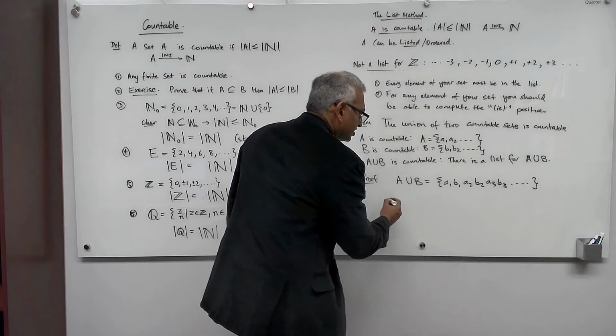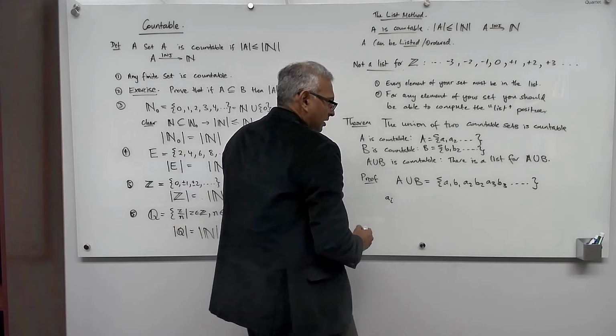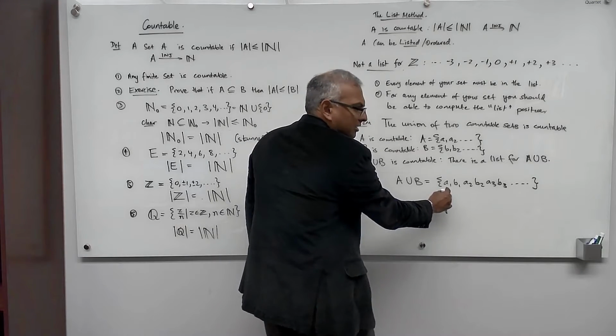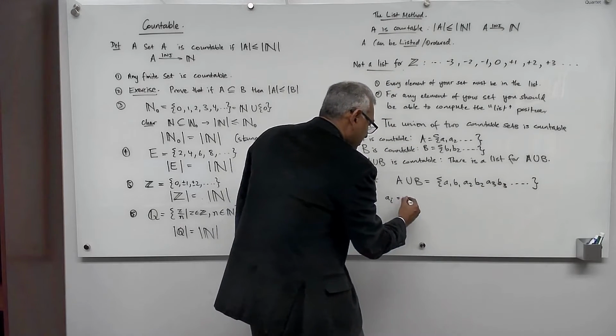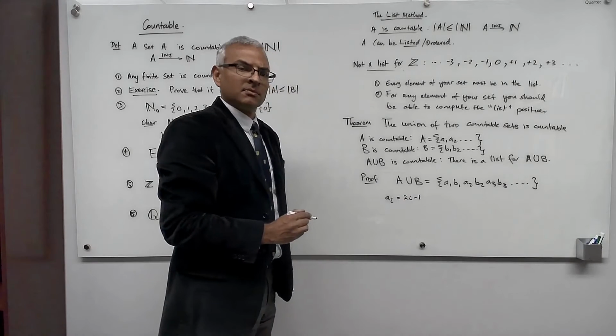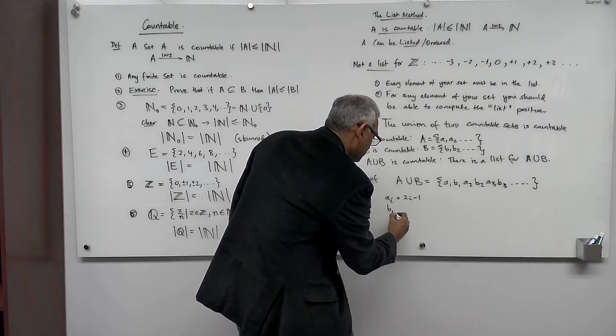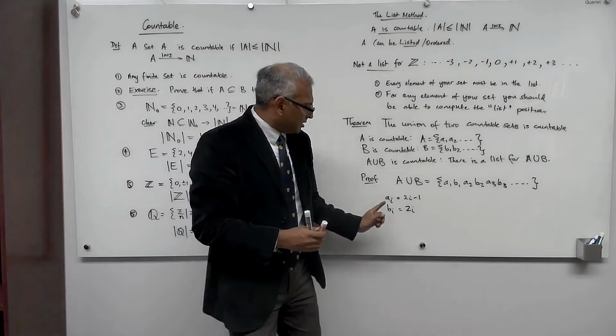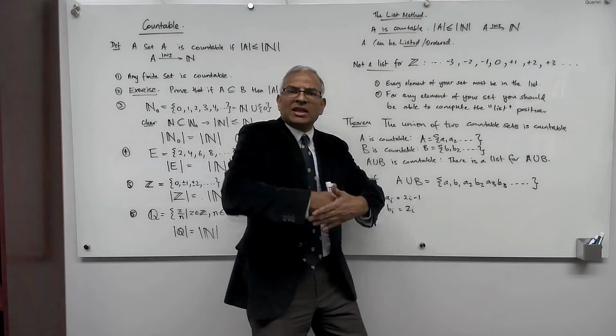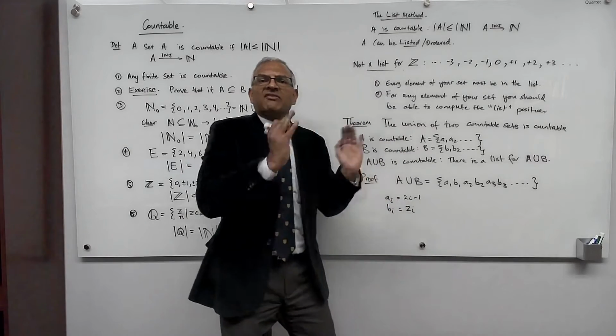For example, what's the list position of Ai? Okay, so look at where the A's are. They're at the odd positions, 1, 3, 5, and so on. So the list position of Ai is 2i minus 1. What's the list position of Bi? It's just 2i. There. So you give me any member of the union, I have, without any problem, computed the list position, I have a valid list.